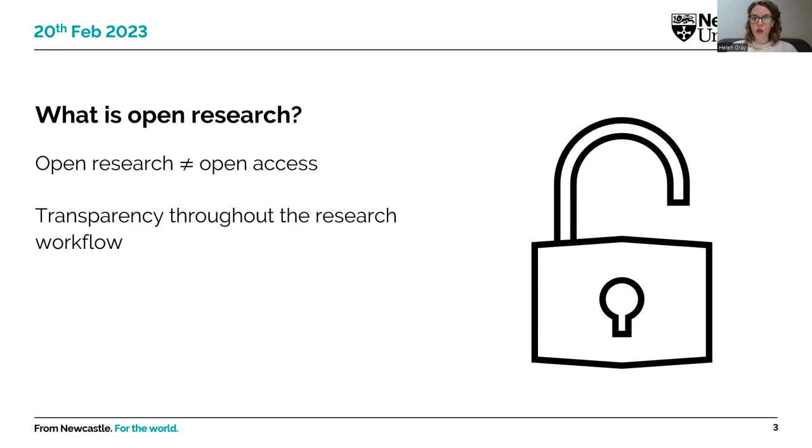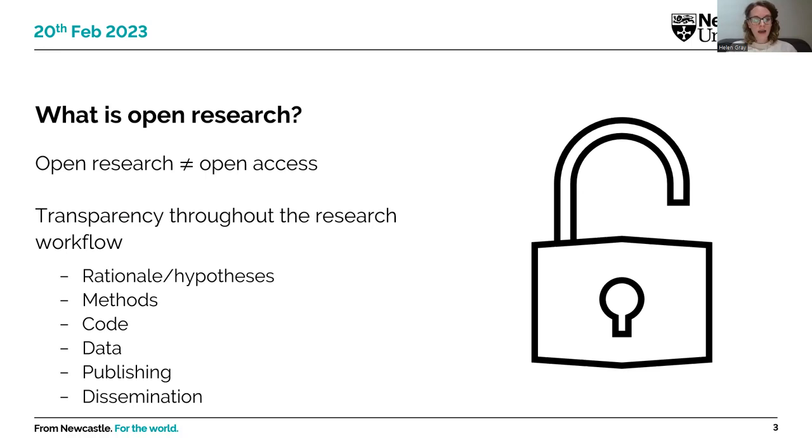But really what open research boils down to is that there's a transparency throughout the research workflow. This means that we're open in the rationale behind our studies and the hypotheses that we're testing. We're open in the methods that we use and the code and the data that we produce. And we're open in our publication and dissemination of our work.